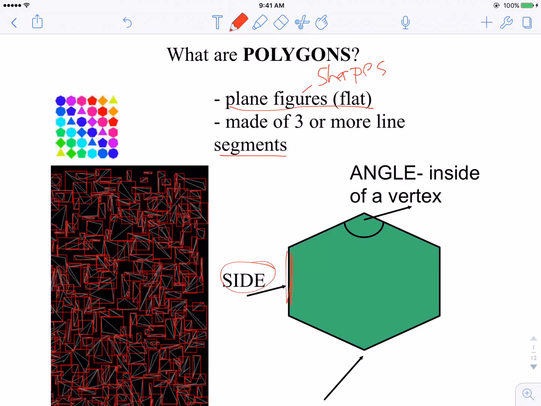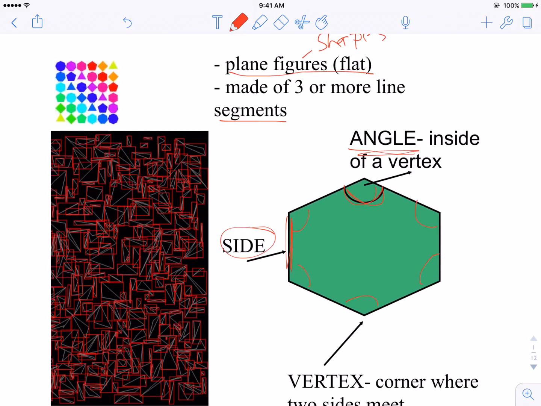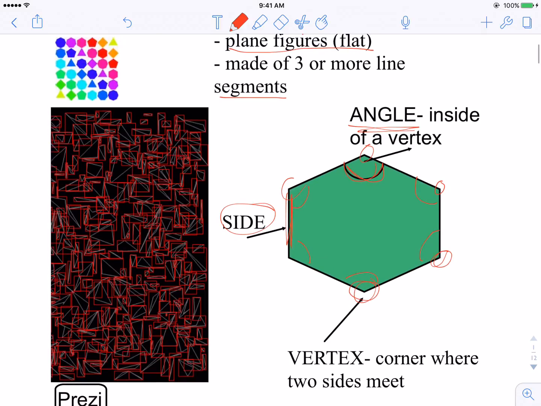So this part of a polygon is called its side. The angle in a polygon is the inside of a vertex, which are these parts right here. These are all the angles. And then the vertex, or the vertice, is a corner, and that's where two sides meet. So when we look at any polygon, the number of angles, sides, and vertices will match. For example, this has 1, 2, 3, 4, 5, 6 sides, 1, 2, 3, 4, 5, 6 angles, and 1, 2, 3, 4, 5, 6 vertices.